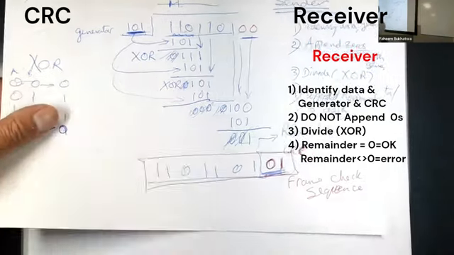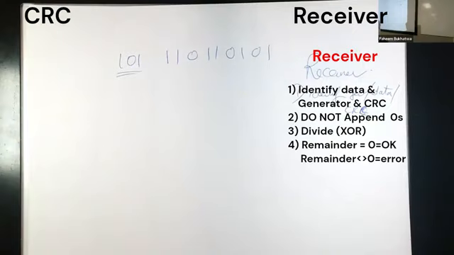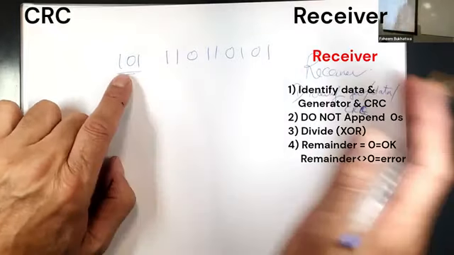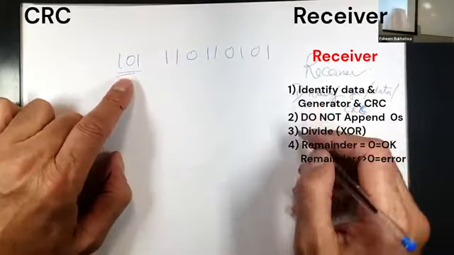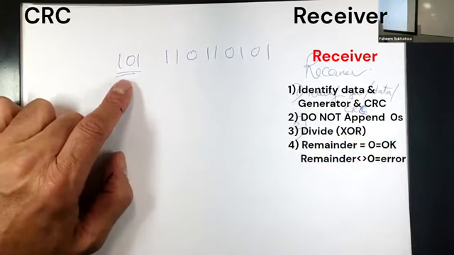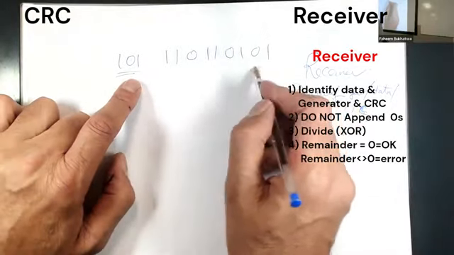No, that's automatically known. If you join the network, they tell you this is the generator. You have to include it as part of the setup of your network. Okay, so you already have that. Everybody has that who wishes to communicate. Now the next thing is to append zeros. Do we append zeros?